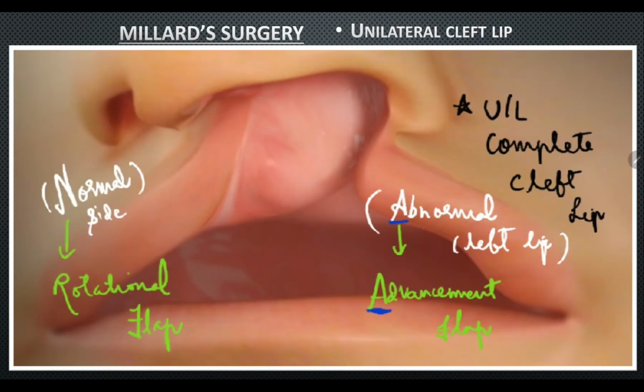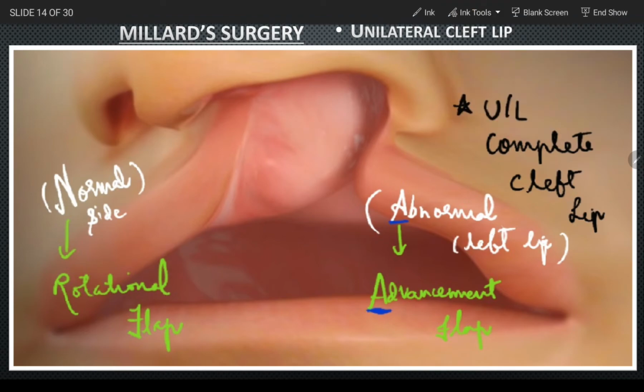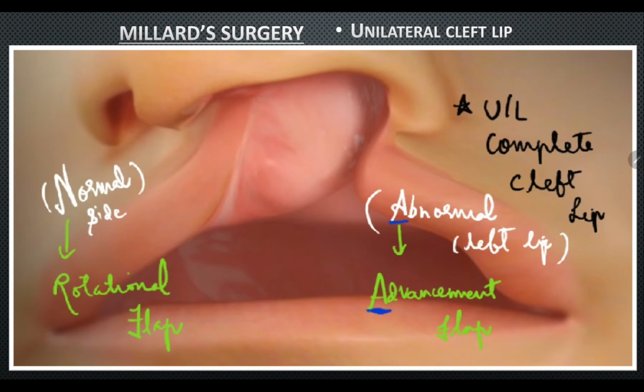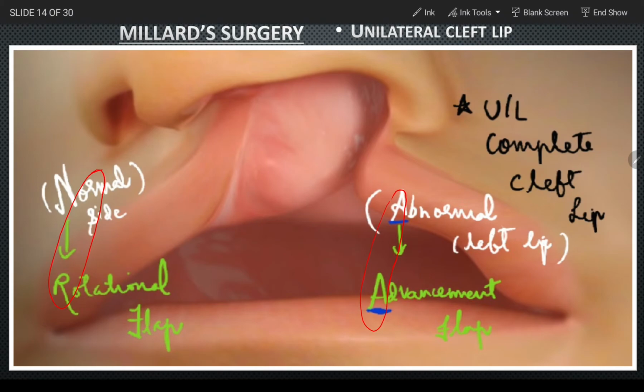Now, what we are going to do there, one important thing to remember is we have a normal side and an abnormal side. We are dealing with unilateral cleft lip. From the normal side we are going to do a rotation flap, because the surgery is Millard's surgery, that is Millard's rotation advancement flap surgery. So MRA will remember this. From the normal side we are going to take a rotational flap, R for R. From the abnormal side we are going to take an advancement flap. Let us see how it is actually getting done.